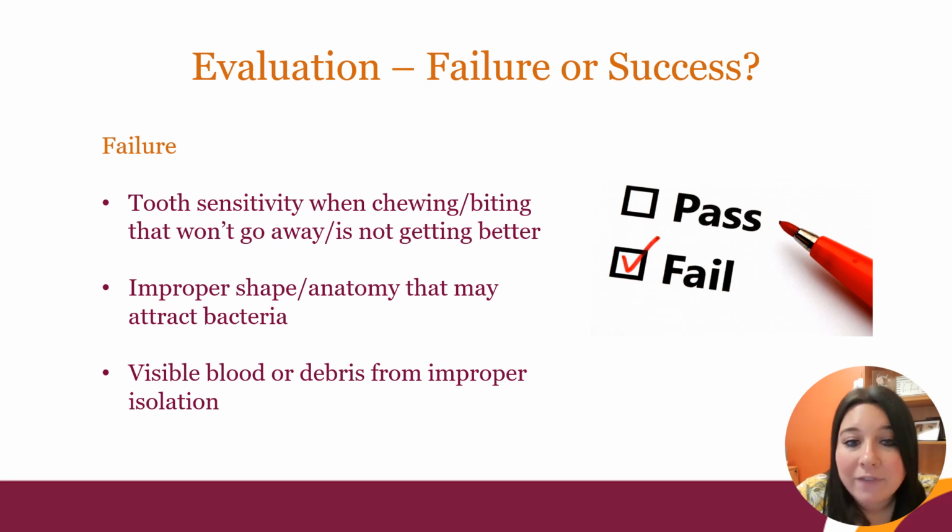Another way that things can fail is if it's the improper shape or anatomy, and it therefore causes more bacteria to attract to the tooth. So anytime the surfaces are rough, more bacteria is going to go there. If there's food traps, obviously that food is just going to sit there. If you're not flossing properly, it's going to eventually cause both periodontal disease and also recurrent decay. And then lastly, if there's visible blood or debris from improper isolation.